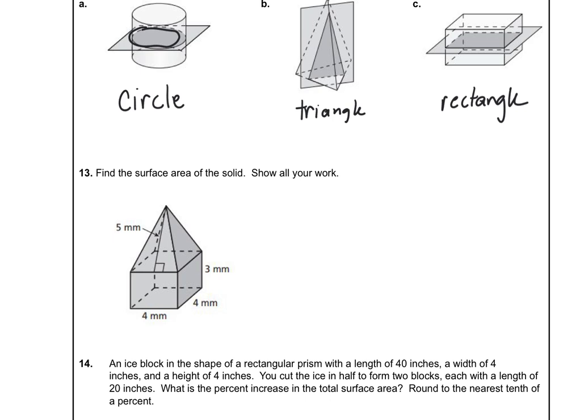Okay. For number 13, it's asking us to find the surface area. I've got 2 different parts here. I've got a rectangular prism, and then I've got this pyramid sitting on top. Notice that for my rectangular prism, I'm not going to include this top side of it because it's not on the outside. Same thing for the pyramid. They kind of share that side. I actually don't need that at all.